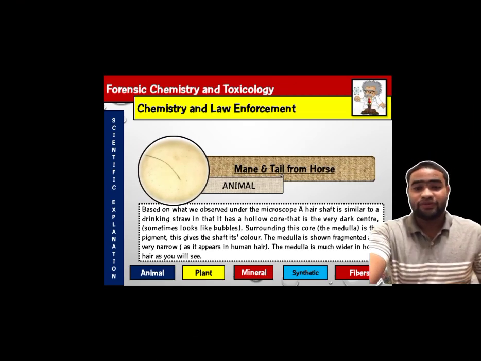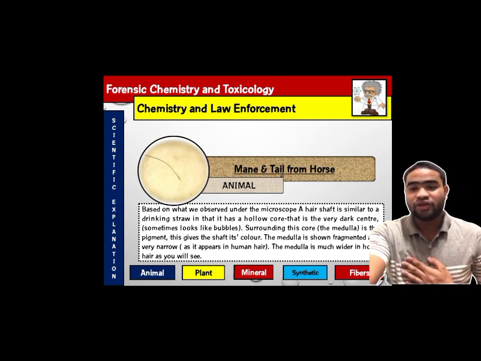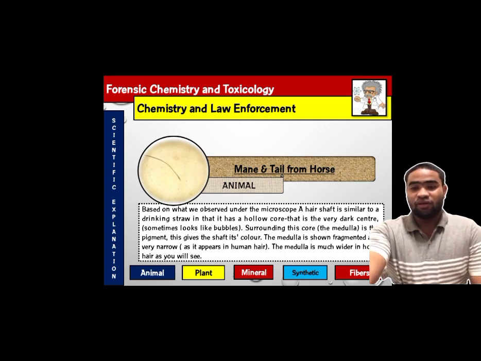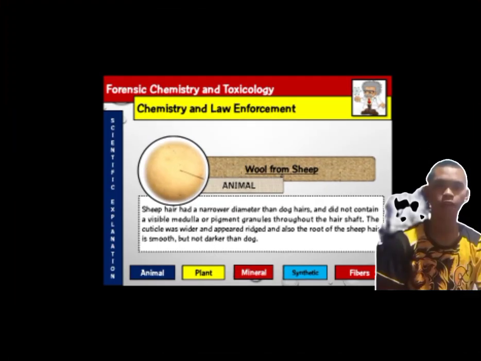Based on what we observe under the microscope, a hair shaft is similar to a drinking straw in that it has a hollow core that is a very dark center. Sometimes it looks like bubbles. Surrounding this core, the medulla is the pigment. This gives the shaft its color. The medulla is shown fragmented and very narrow, as it appears in human hair. The medulla is much wider in horsehair, as you will see.